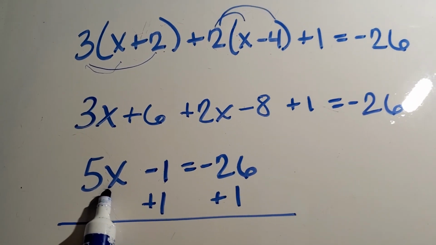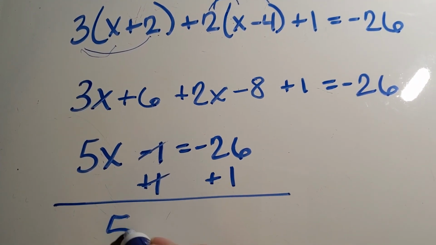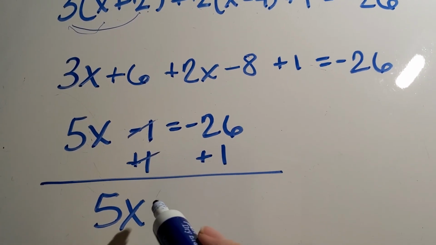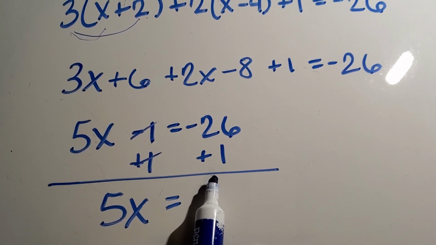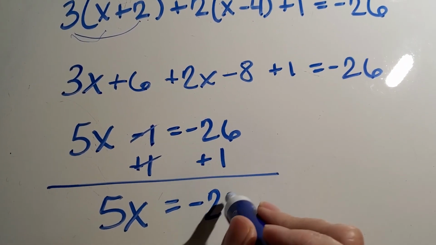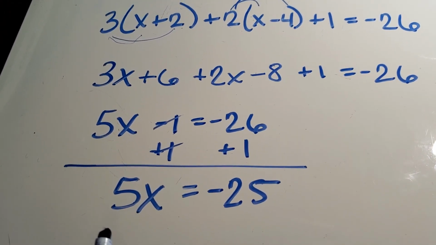So now I have 5x minus 1 plus 1. Those are going to cancel out and just leave me with 5x. And then I have equals. Then I had negative 26, but I added 1, so now it's negative 25. So 5x equals negative 25.